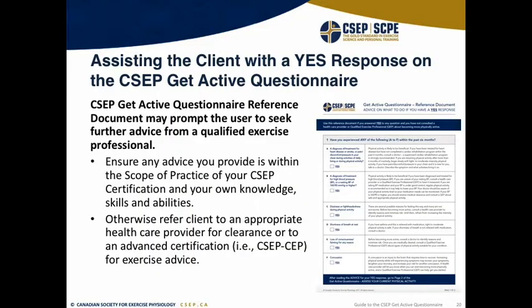We're now going to start talking about clients who have a yes response to page 1 of the CSEP Get Active questionnaire. Remember, you might have clients who come to you with a completed form and they're coming specifically to ask your advice on what to do about a yes response. You also might have clients who are completing the form for the first time in your presence. No matter what, your advice must be within the scope of practice of your certification and also align with your own knowledge, skills, and abilities. So if you feel that you're not confident in giving exercise advice to a person with heart disease, make sure you know of other CSEP certified members in your area who would be appropriate to refer this client to.